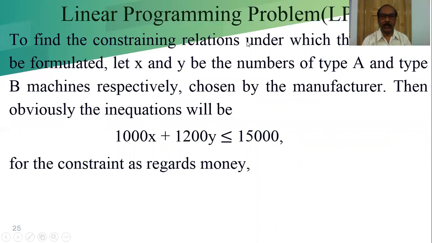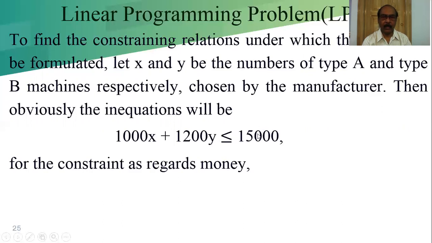To find the constraining relations under which the LPP is to be formulated. So first we have to formulate the LPP, that is the linear programming problem or the mathematical model. So for that we are considering two decision variables. One variable is related to type A, another variable is related to machine B. So let x and y be the number of type A and type B machines respectively, that are chosen by the manufacturer. Then obviously the inequalities will be, what are the limitations there, that is the money restriction.